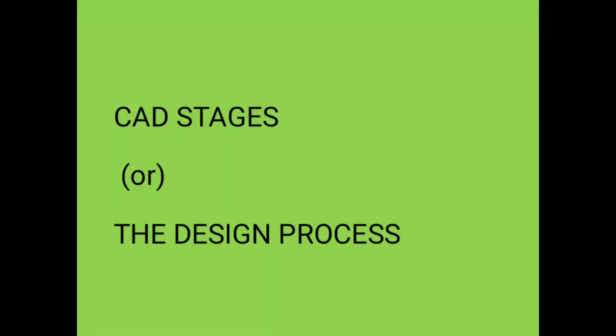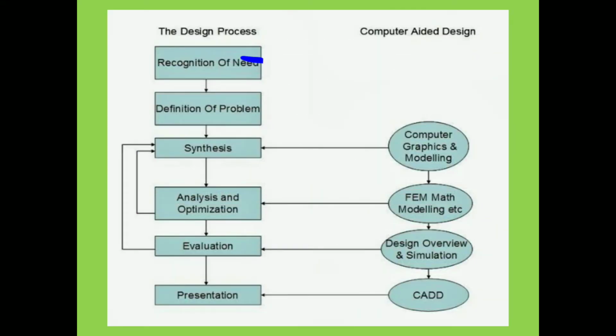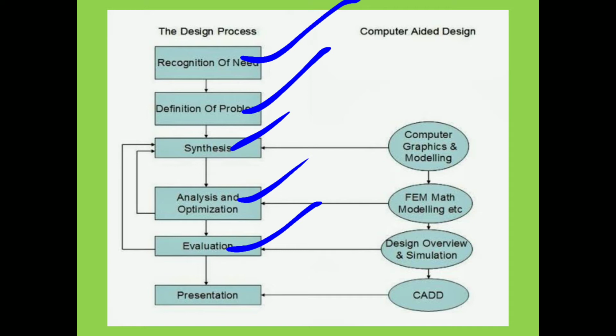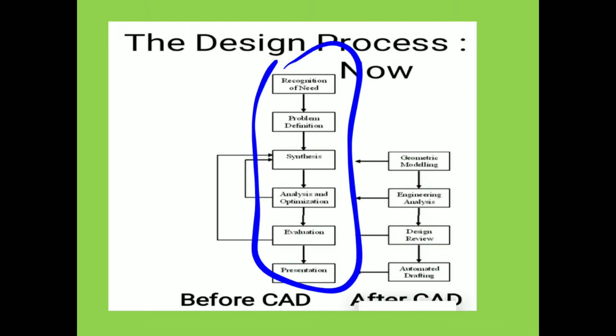Good morning, students. Today's class is on CAD stages, also called the design process. Generally, the design process consists of recognition of need, definition of problem, synthesis, analysis and optimization, evaluation and presentation. These are the steps involved in a design process.